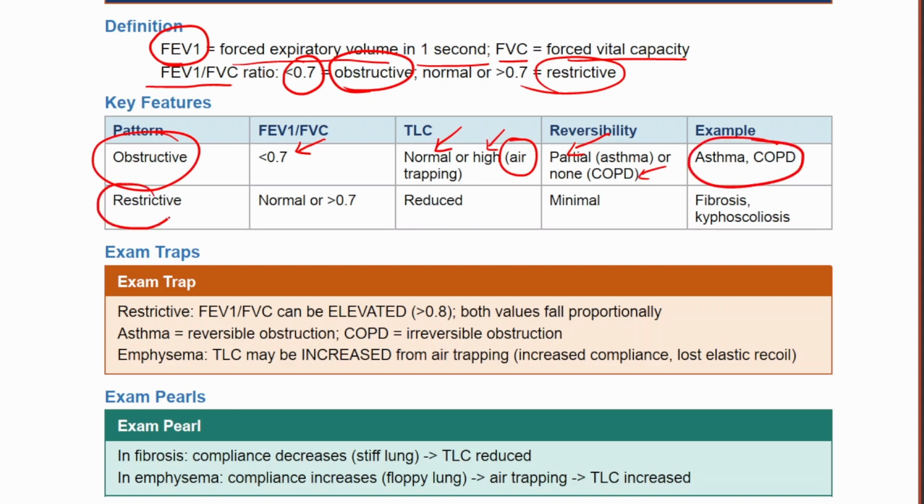For the restrictive pattern, the ratio stays normal or it can even be greater than 0.7. The TLC is characteristically reduced. Reversibility is minimal. Classic clinical examples include fibrosis and kyphoscoliosis. Make sure you memorize these high-yield exam traps to avoid dropping easy points.